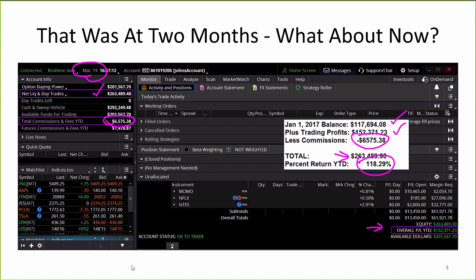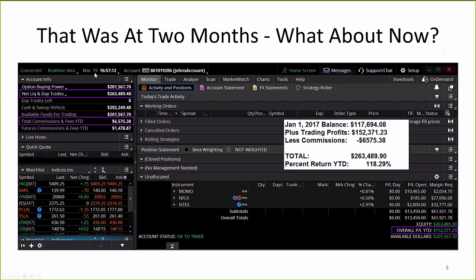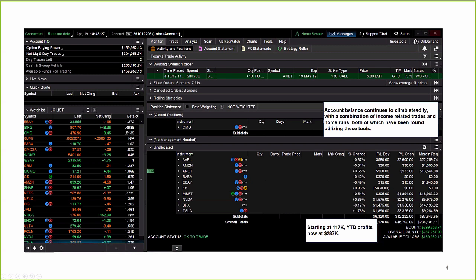Now the question is, where are we today? I just took this screenshot, and this is where it is today. The balance was 263,000 on March 19th, with profits of 152. Now here we are on April 19th, and the balance is 394,000. Certainly an appreciable increase. Total profits, instead of 152,000, are 287,000. I started at 117, and I haven't done the math on that. Is that a triple? 117 times 3 is 351, so yeah, a little better than a triple. So far so good.